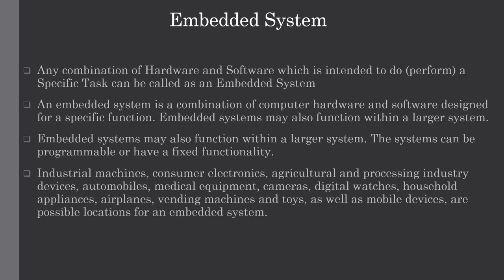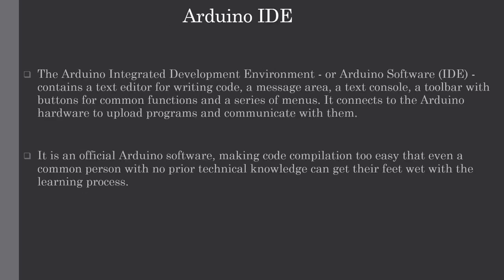The systems can be programmable or have a fixed functionality, such as industrial machines, consumer electronics, agricultural and processing industry devices, automobiles, medical equipment, cameras, digital watches, household appliances, airplanes, vending machines and toys, as well as mobile devices, which are possible locations for an embedded system.